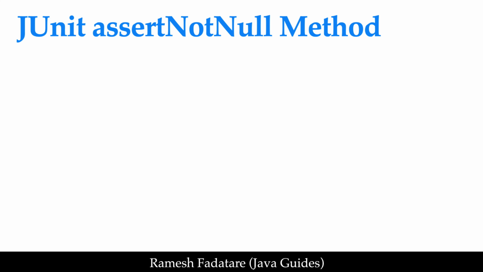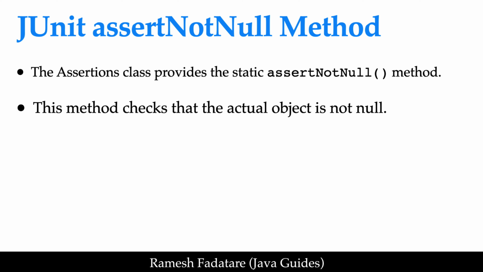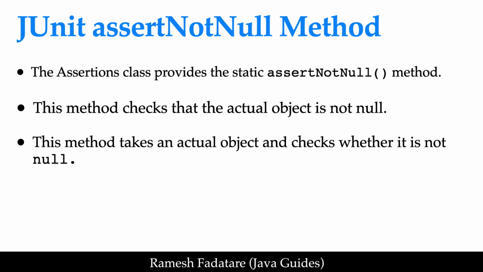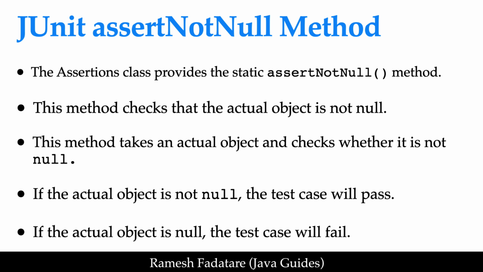Hi everyone, welcome back. In this lecture, we'll take a look into the assertNotNull method, which is exactly opposite to the assertNull method, which we discussed in the previous lecture. The Assertions class provides the static assertNotNull method, which we can use to check the actual object is not null. This method takes an actual object and checks whether it is not null. If the actual object is not null, then the test case will pass. If the actual object is null, then the test case will fail.